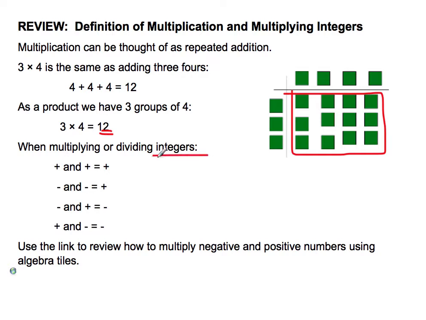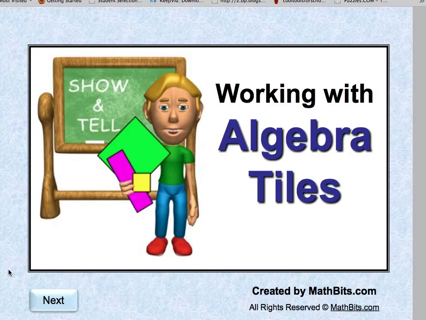Another thing we have to review is how do we multiply and divide integers, and this is something you did in grade 8. When I multiply 2 positive numbers together, I end up with a positive. Same thing with 2 negative numbers. I'm going to end up with a positive product. If my signs are different, my product's going to be negative. Well, what does that look like in algebra tiles?